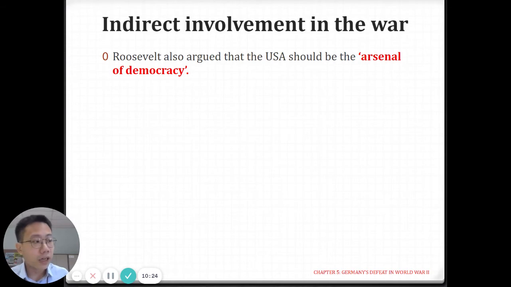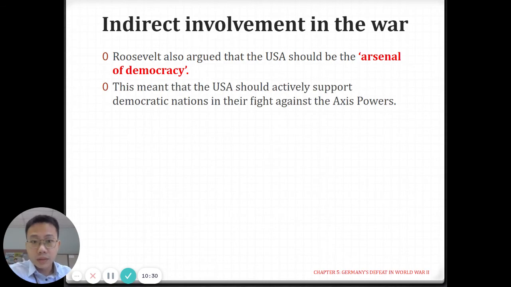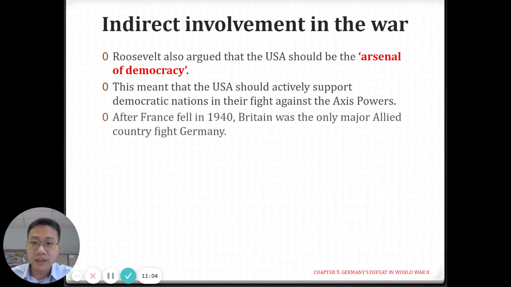And also, Roosevelt argued that USA should be the arsenal of democracy, not the football club Arsenal. Okay, arsenal here, in your textbook, has a definition: the equipment or methods that a person can use to help one achieve his or her goal. So basically, it's like a whole collection of weapons. Okay, so it isn't exactly a clear policy, but it's basically something that President Roosevelt argues that USA should be. That means to say that the USA should actively support democratic nations in their fights against the Axis powers.